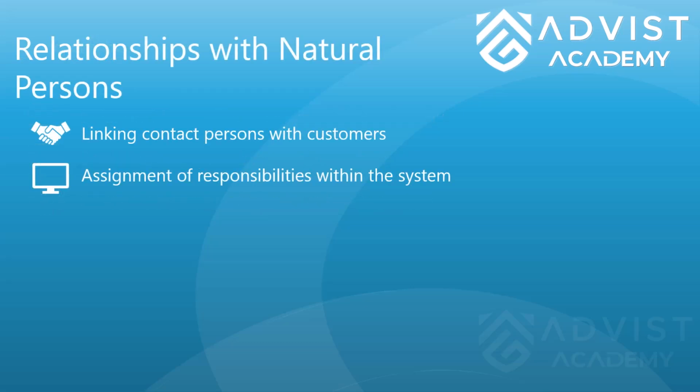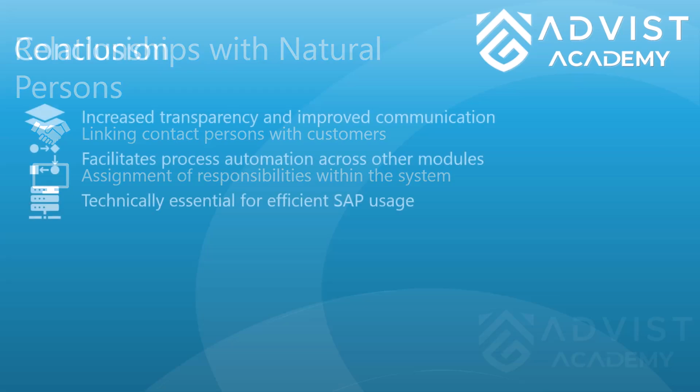Business partner relationships are not only important for organizations, but also in the context of natural persons. A commonly used scenario is linking a contact person to a customer. In this case, it is specified that a certain employee is responsible for the customer, including their phone number, email address, and responsibilities. These details are then available directly during order processing, complaints handling, or customer service interactions.